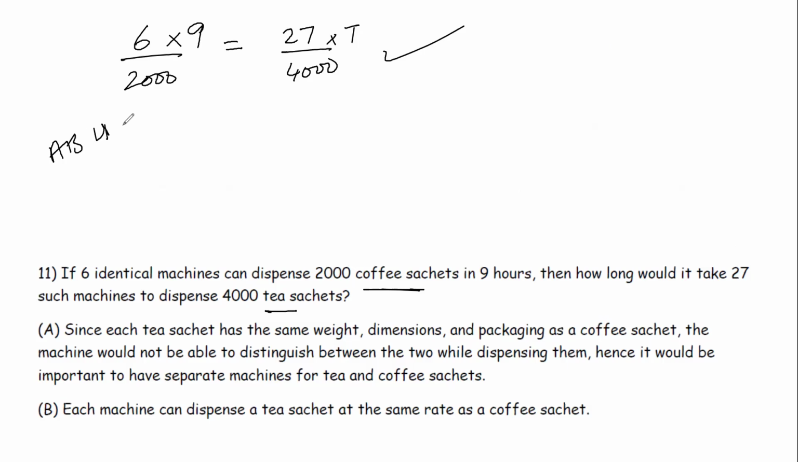So, okay, A, B, C, D, E. Since each tea sachet has the same weight, dimensions, and packaging as a coffee sachet, the machine would not be able to distinguish between the two while dispensing them. Hence, it would be important to have separate machines for tea and coffee sachets. What this tells us basically is that the machine is not able to distinguish between them, therefore, it will treat them as the same, right? And this is a fact given to us, and therefore we can use this information. We can treat the coffee sachets and the tea sachets as identical in dimensions, weight, and composition.